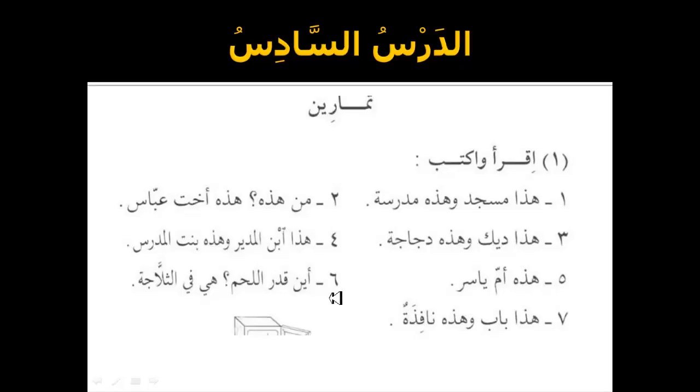Number رقم 6. أين كدر اللحم. أين كدر اللحم. هي في الثلاجة. Where is the meat pot? It is in the refrigerator. Number رقم 7. هذا باب وهذه نافذة. This is a door and this is a window, and notice the feminine and masculine of these.